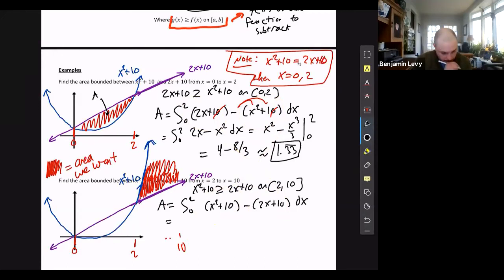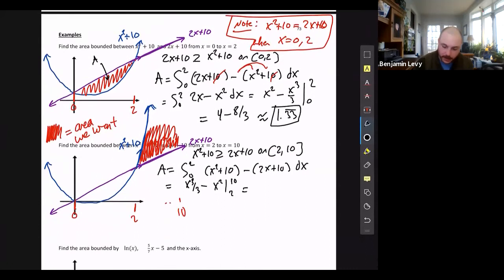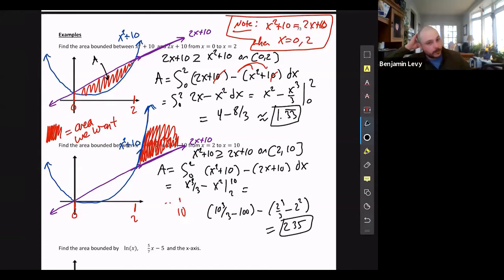So anyway, it ends up being like this, right? So we'll have x cubed over 3 minus x squared from 2 to 10. Now this one actually takes some work because they're not just equal. And so this is going to be 10 cubed over 3 minus 100, minus 2 cubed over 3 minus 4. And it ends up being a lot bigger, 235. All right, so compared to 1, a lot bigger.